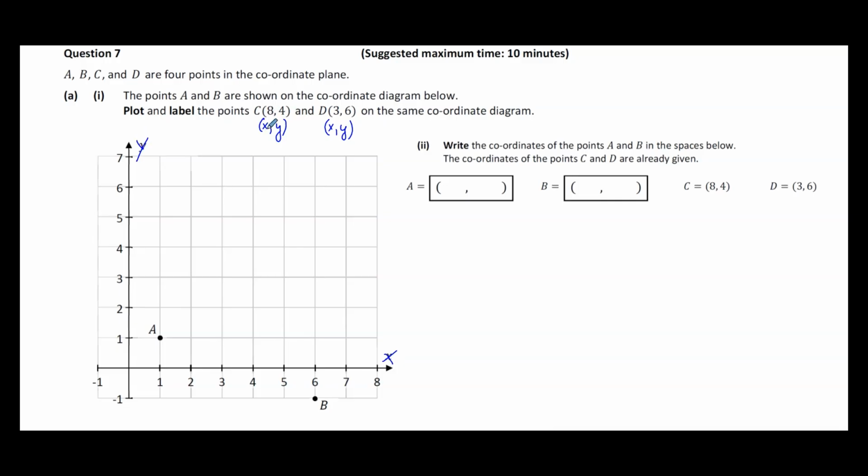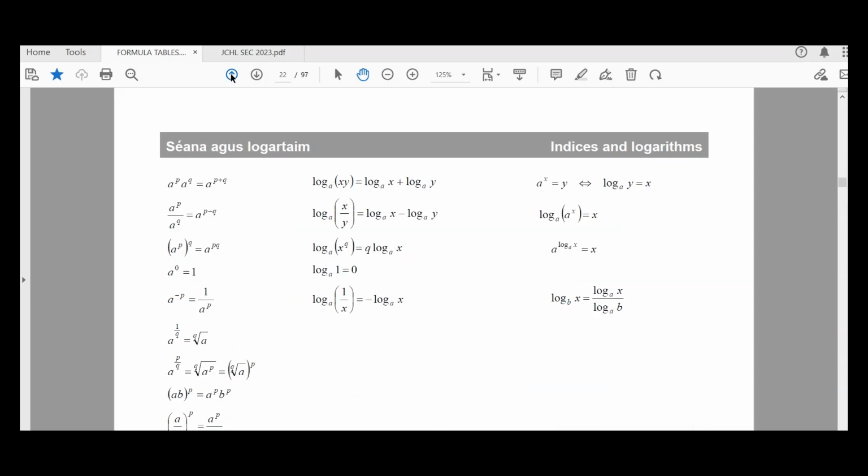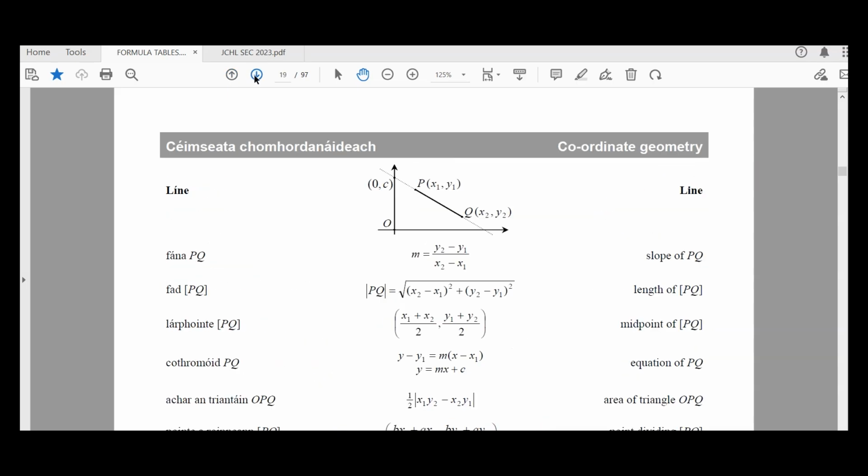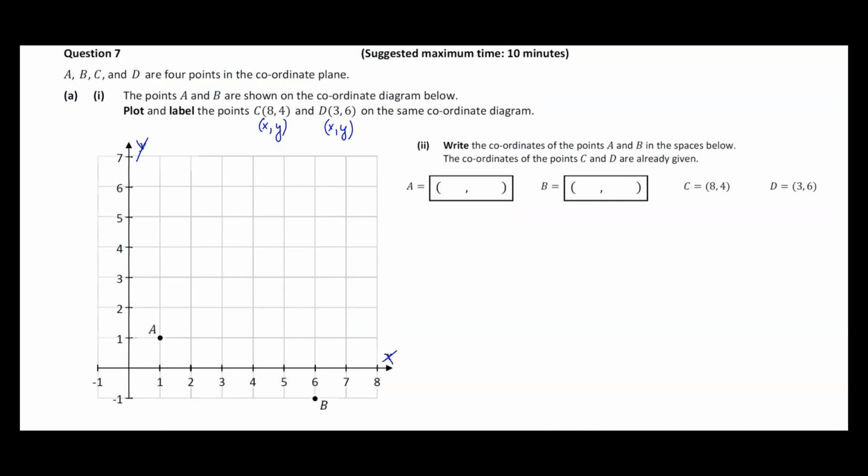If you are in the exam and you forgot, do I put x first or y first? You go to your table and open the formulas for coordinate geometry. And here you can see at the very beginning you have point P, point Q, and coordinate X and Y. So that's how you can always remember how it is done.